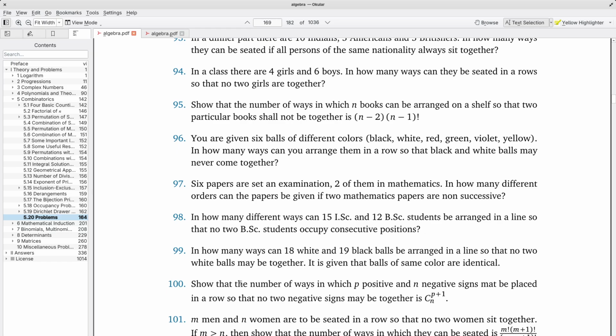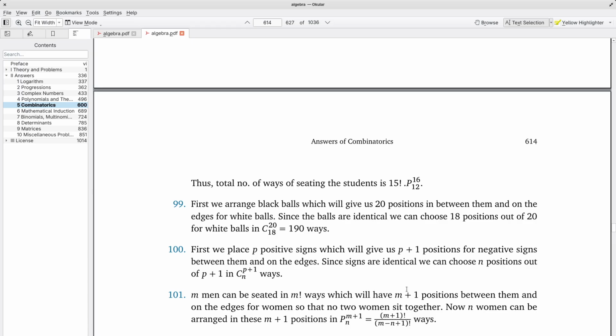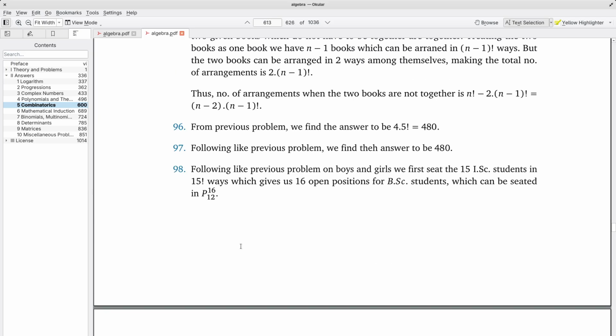Question 100 says to show that the number of ways in which p positive and n negative integer signs may be placed in a row so that no 2 negative signs may be together is p plus 1 C n. So we have p positive signs, which will give us p plus 1 positions for negative signs between them and on the edges. When signs are identical, we can choose n positions out of p plus 1, which is p plus 1 C n ways. So these are very easy problems, and I'll fix the typing mistakes.